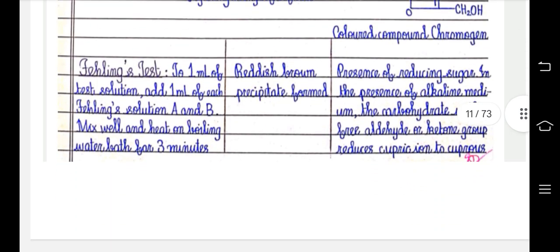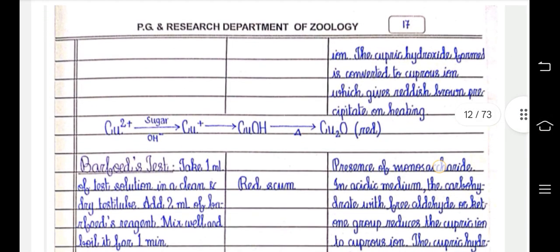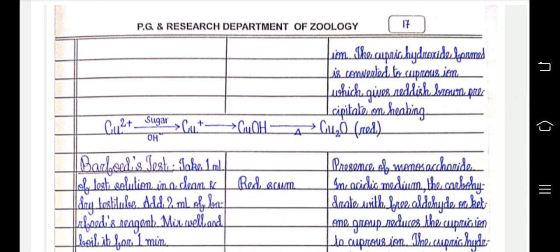Then Fehling's test. To 1 ml of test solution, add 1 ml of each Fehling's solution A and B. Mix well and heat on boiling water bath for 3 minutes. Reddish brown precipitate is formed in the presence of reducing sugar. In the presence of alkaline medium, the carbohydrate with free aldehyde or keto group reduces cupric ion to cuprous ion. The cuprous hydroxide formed is converted to cuprous oxide, which gives reddish brown precipitate on heating. Cu2+ to Cu+, COH to Cu2O.